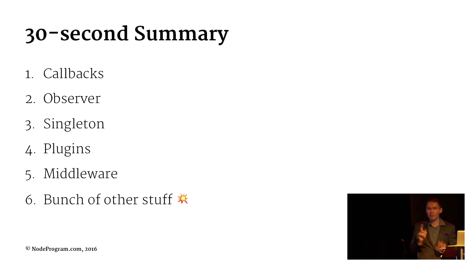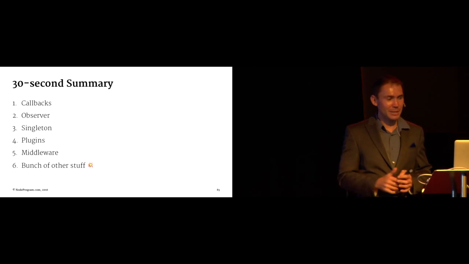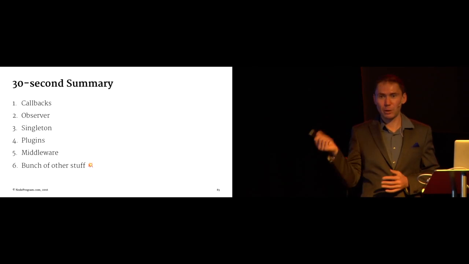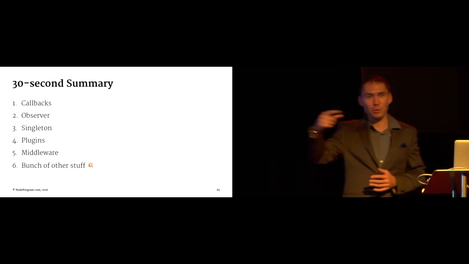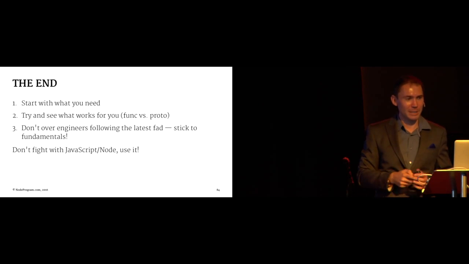30-second summary. Callbacks, don't be afraid of them. They are everywhere in the core, know how to use them. Observers give you more functionality over callbacks. Singleton, that's when you want to use a shared state. Plugins, that's a nice way to organize your code besides publishing an NPM module. Middleware, that's how you abstract your logic and create continuity. And we talked about a bunch of other stuff.